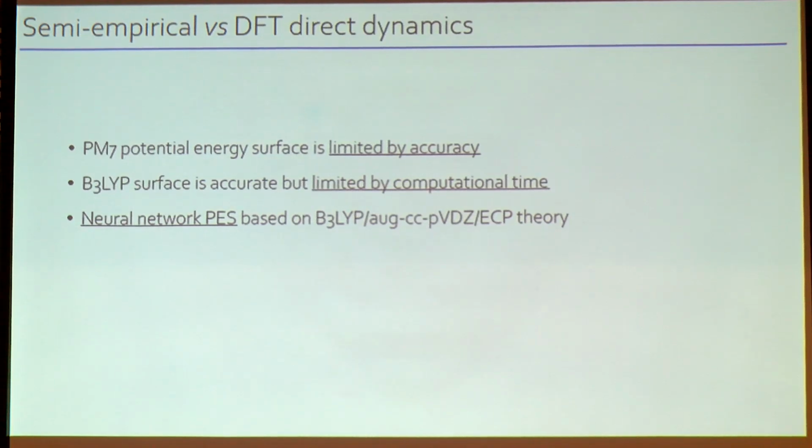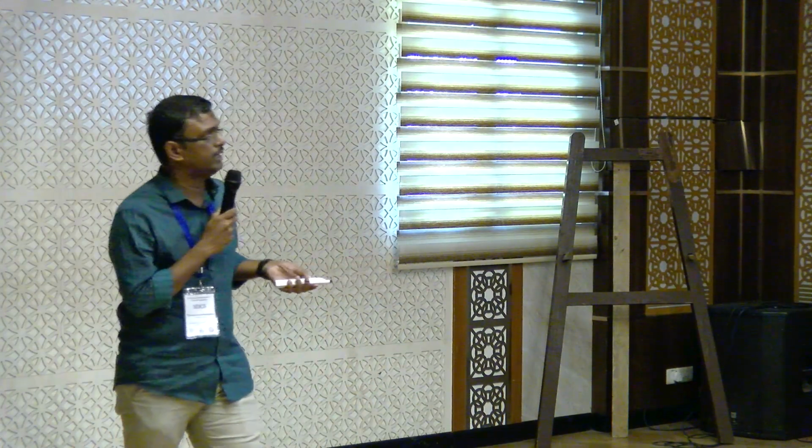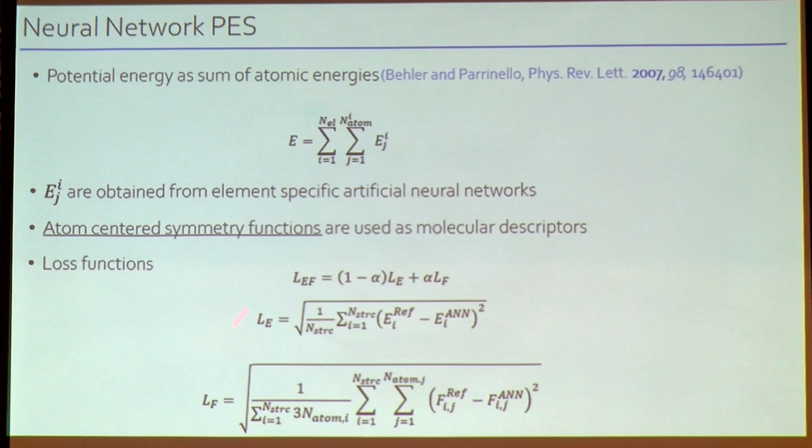And we have heard about neural network training in the first 2 talks. I'll talk a little bit about that. So what we did is we started with this idea of Behler and Parrinello to write the total energy as a sum of the atomic energies, and these atomic energies can be trained by these element-specific artificial neural networks. And we use what is called atom-centered symmetry functions as molecular descriptors, and these are our loss functions. So we are going to minimize the errors with respect to both energy and forces. So we use both gradients and energies for training our neural networks.